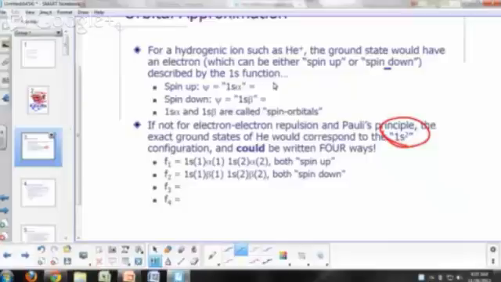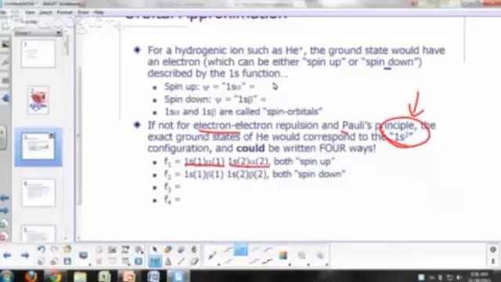But what we're really saying is, if the configuration is 1s2, we're going to assign each electron to a 1s orbital. So this is actually an approximation, because what we really mean is, let's just ignore for now electron-electron repulsion and Pauli's principle. Then you say, electron 1 is in the 1s orbital and it's spin up, and electron 2 is in this 1s orbital and it's also spin up.